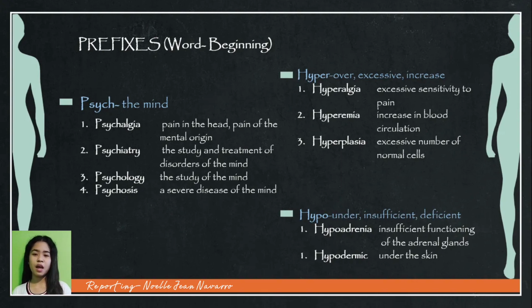Next is the prefix hyper, which refers to over, excessive, or increase of something. First is hyperalgia, excessive sensitivity to pain. Hyperemia, increase of blood circulation. Hyperplasia, excessive number of normal cells. And the words with the prefix of hypo, which means under, insufficient, or deficient. First is the hypoadrenia, which means insufficient functioning of the adrenal glands. Hypodermic, or under the skin.